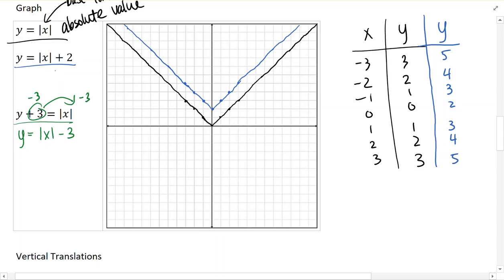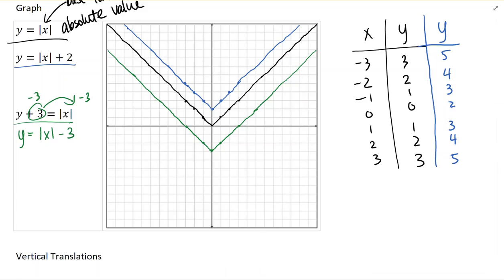So if absolute value x plus 2 is moved 2 up, then absolute value x minus 3 must be moving 3 down. So we're just going to move all those key points from the original down. And you're going to have a graph that looks something like this. Okay, so these are the 3 graphs.